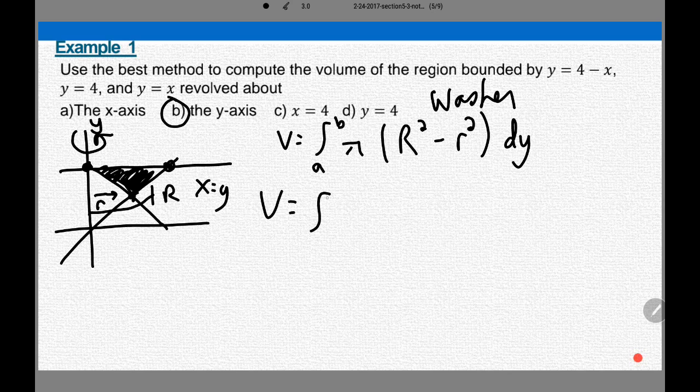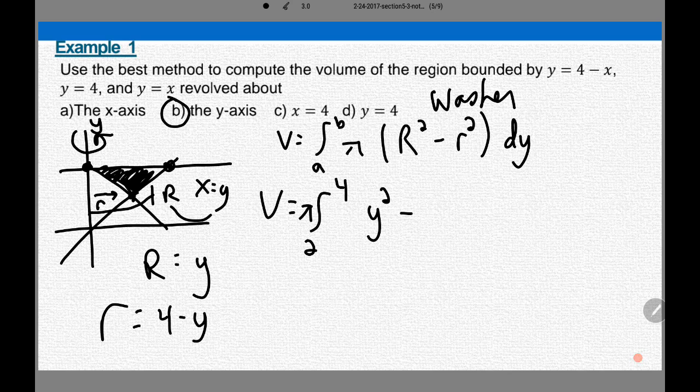So our integral is going to be from 2 to 4 like we did before, because our y values go from 2 up to 4. So we're going from 2 to 4. And we're going to put the pi out front. And we're going to do our radius, our capital R, is equal to y in this case. So we're going to do y squared minus, and our little r in this case is going to be our 4 minus y. And we're going to minus 4 minus y squared from y squared. And if we evaluate this integral, that will give us our volume.